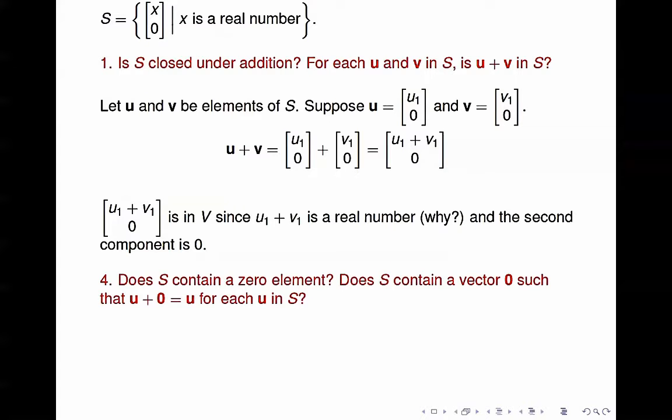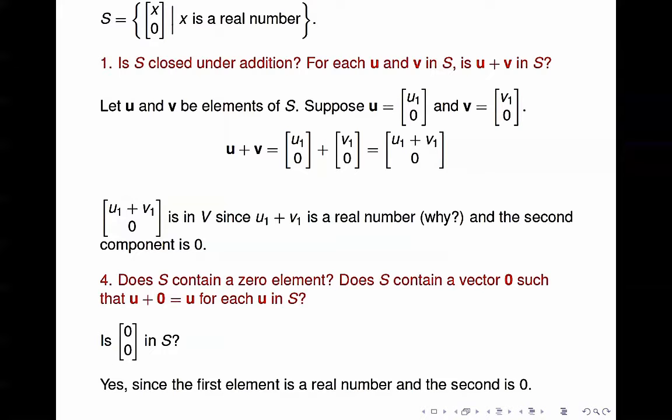About number 4, does S contain a 0 element? Does S contain a vector 0 such that when you add 0 to any vector in the set, you just get that vector back? Well, the obvious choice would be (0, 0). So the question is, is that vector in S? And the answer is yes, because remember, to be in S, the first component has to be a real number, which 0 is, and the second component has to be 0, which we have here in the 0 vector.